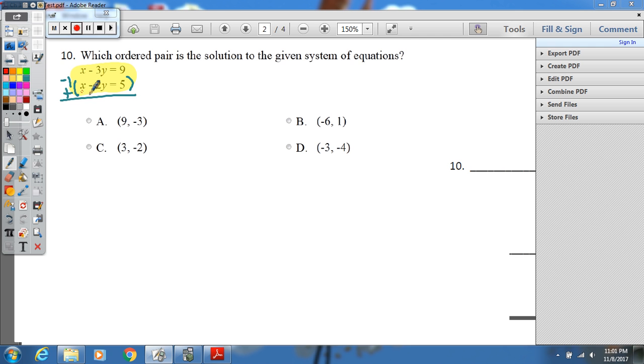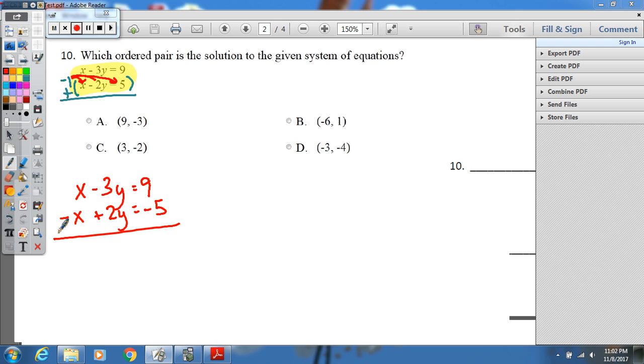Now, I could have distributed it in the top equation, but I'm going to choose to leave the top equation alone. So x minus 3y equals 9, and I'm going to distribute a -1 to the bottom equation, which gets me -x plus 2y equals -1 times 5 is -5.